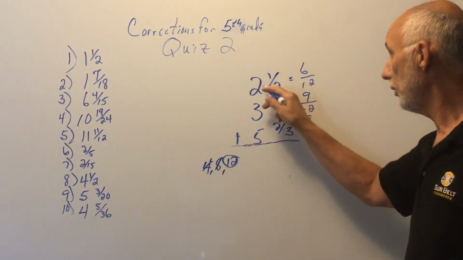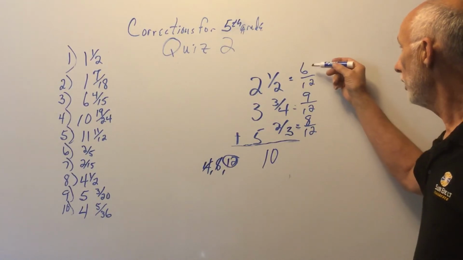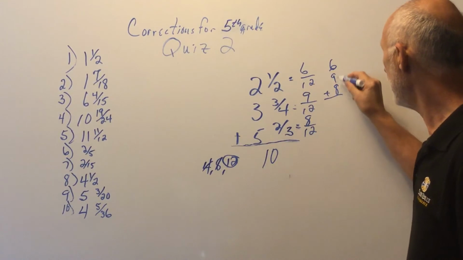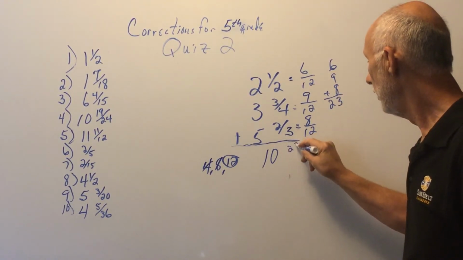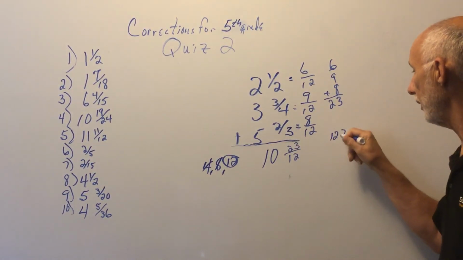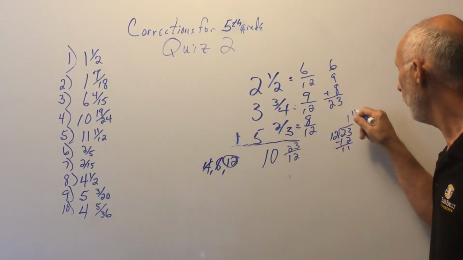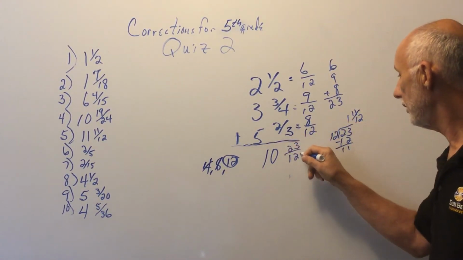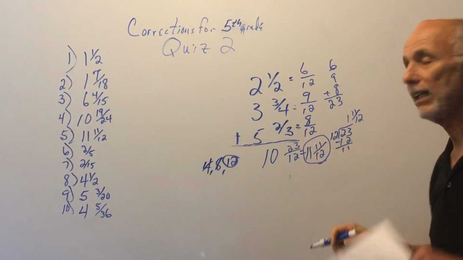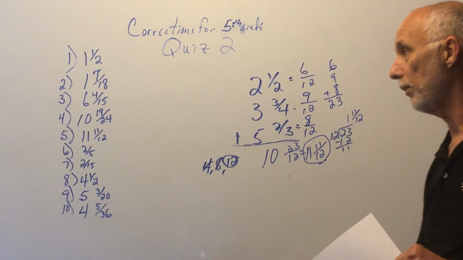Now I can add my whole numbers. 3 plus 2 is 5, plus 5 is 10. I can add my numerators, 6, 9, and 8. 6 plus 9 is 15, plus 8 is 23/12ths. And again, it's improper. Divide 12 into 23 goes 1 time, remainder 11/12ths. Add the 1 to the 10, and you get 11 and 11/12ths. And that is the right answer, and that is the right work. Be nice to have the right problem so you can get the right work.